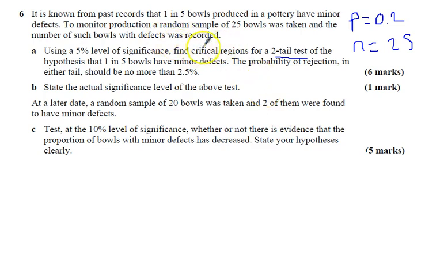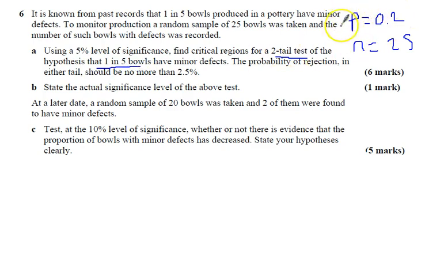If it had said, work out whether this is true, then that would be two-tailed, because you're saying, is it 0.2, right? Because it could be more minor defects or fewer. If it had said, find the critical region if there are more defects than 1 in 5 bowls, then obviously that will be one-tailed, or it could have said fewer there. But anyway, it told us it was two-tailed, so we just go straight into that. Two tails, find critical regions for a two-tailed test of the hypothesis that that's the case.